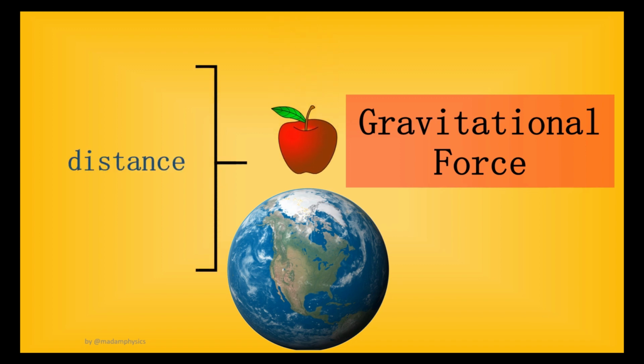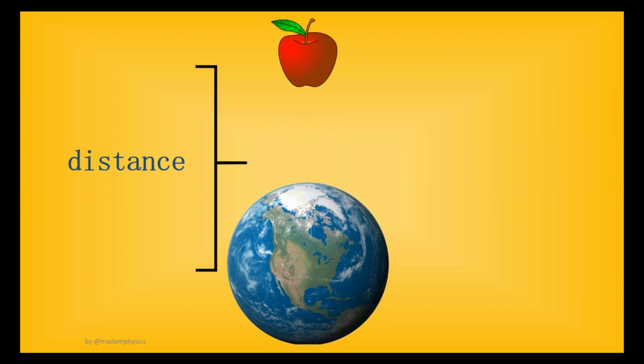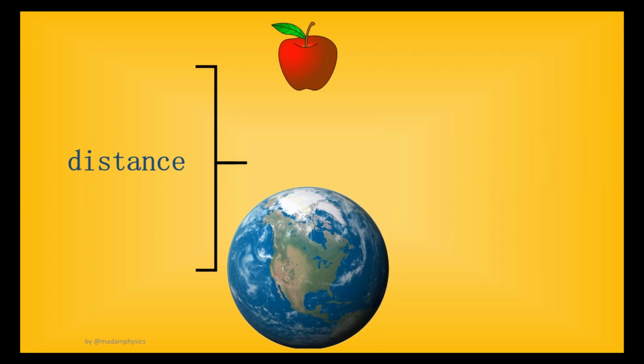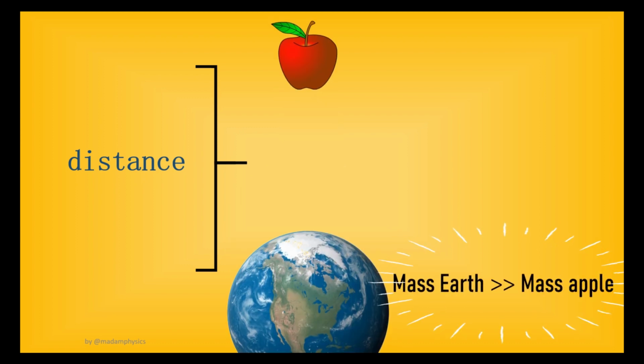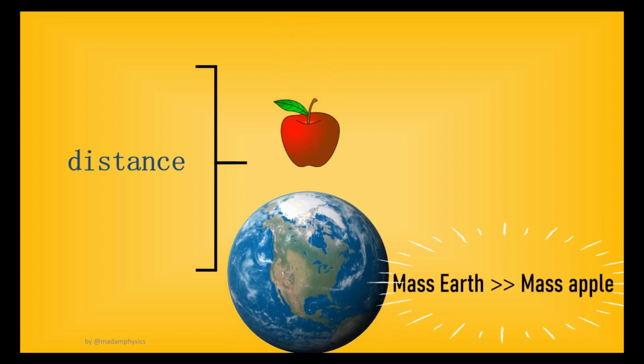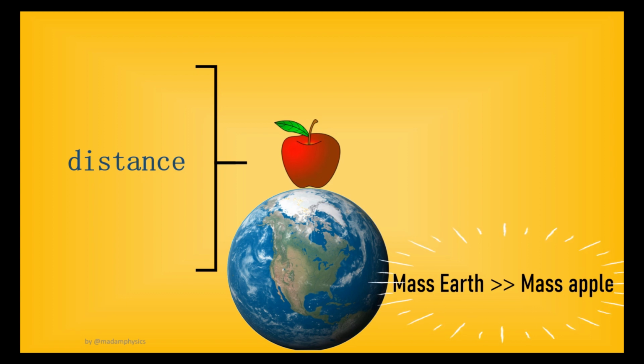Does the apple move towards the Earth, or does the Earth move towards the apple? Actually, both objects are moving towards each other. The Earth is pulling the apple down and the apple is pulling the Earth too. However, since the Earth has bigger mass, the effect of the force on Earth is less obvious.